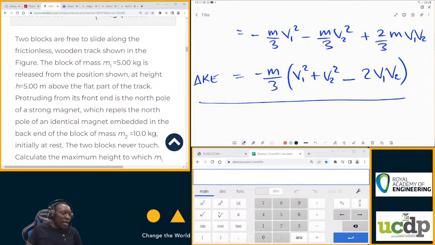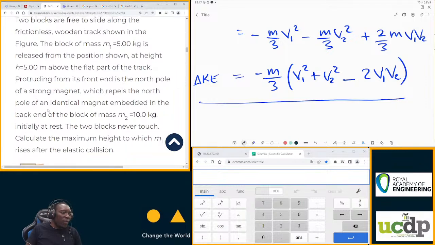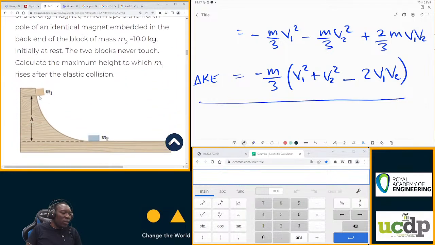Protruding from its front end is the north pole of a strong magnet, which repels the north pole of an identical magnet embedded in the back end of the block of mass M2. So you have a north pole repelling the north pole of this block of 10 kg, given as M2, initially at rest. The two blocks never touch. Now calculate the maximum height to which M1 rises after the elastic collision.